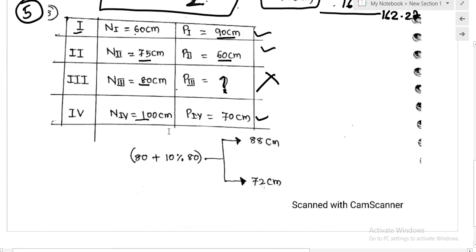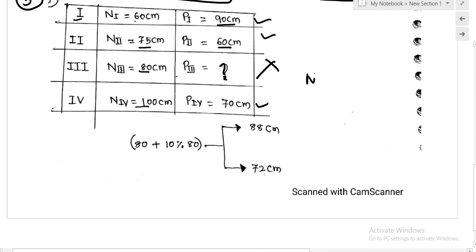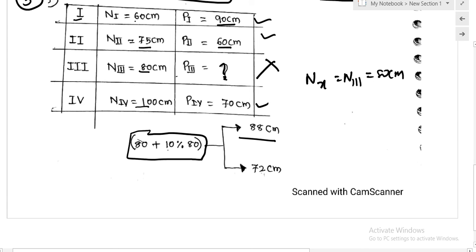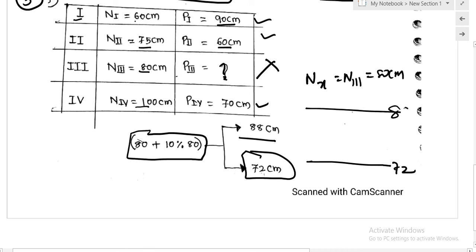So we have to check the limit. What is the nx here? Nx will be equal to n3, which is 80 centimeter. So we find 80 plus 10% of 80, that is 88, and 80 minus 10% of 80, that is 72 centimeter. Now you have to check whether all these values lie within 72 to 88 or not. First check n1, does it lie between? No. Since n1 is not lying in the range, nothing more is required to check. We cannot use the simple arithmetic mean method because n1 is 60 centimeter, less than 72, so it is not lying within this range.